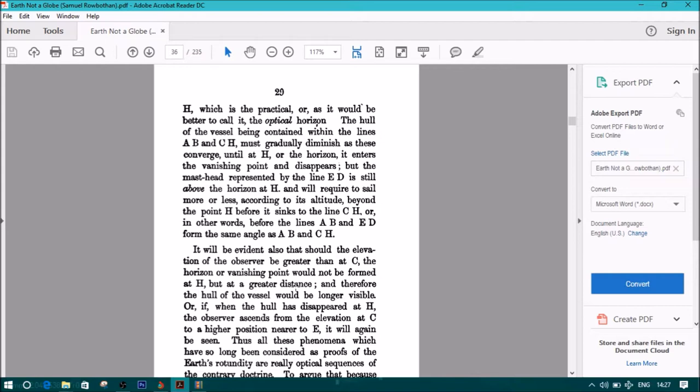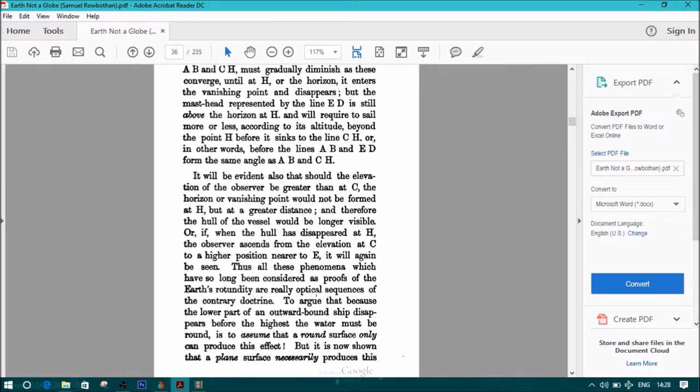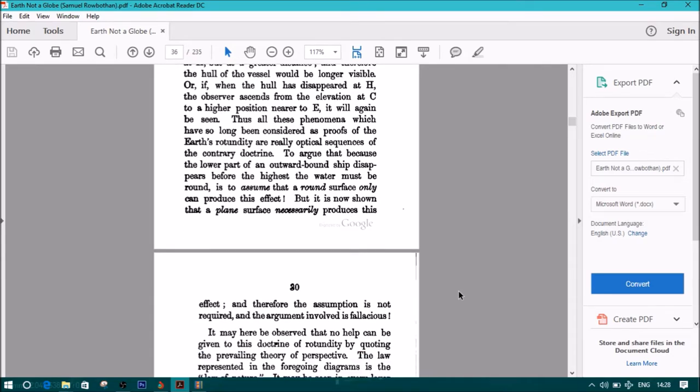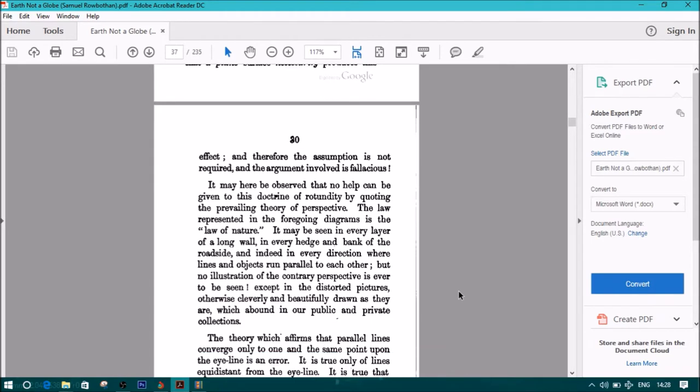Or, if when the hull has disappeared at H, the observer ascends from the elevation at C to a higher position nearer to E, it will again be seen. Thus, all the phenomena which have so long been considered as proofs of the Earth's rotundity are really optical consequences of the contrary doctrine. To argue that because the lower part of an outward-bound ship disappears before the highest, the water must be round, is to assume that a round surface only can produce this effect! But it is now shown that a plane surface necessarily produces this effect, and therefore the assumption is not required, and the argument involved is fallacious!